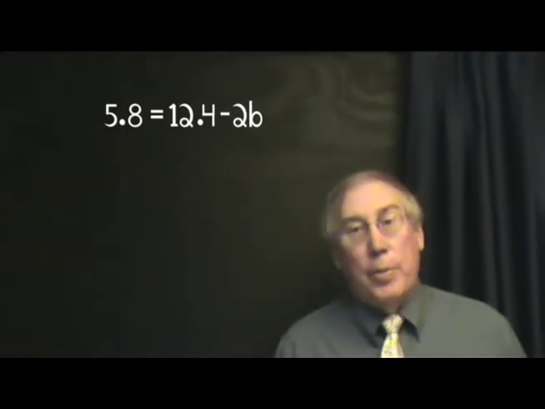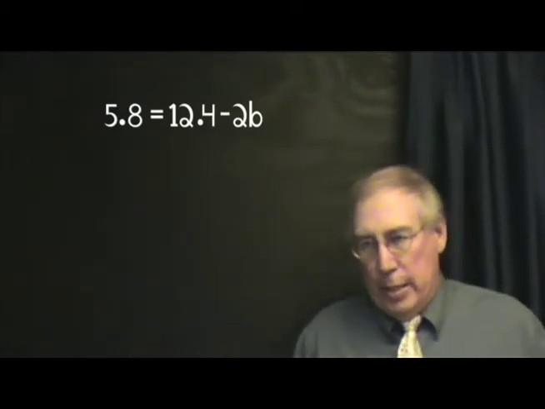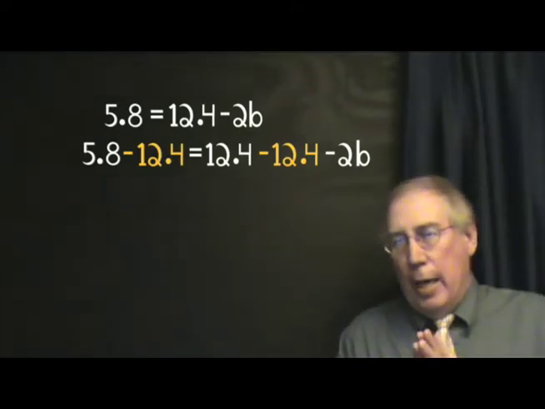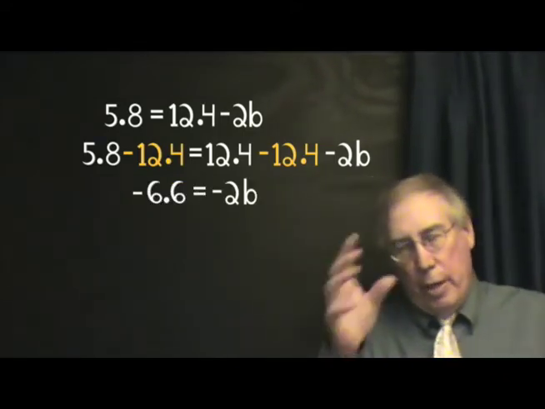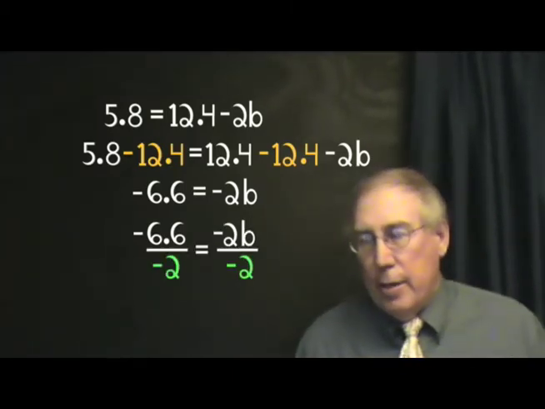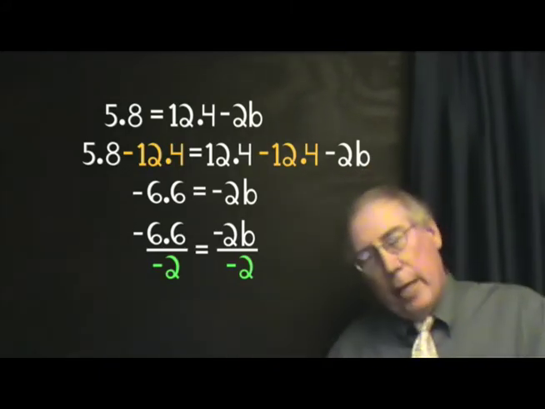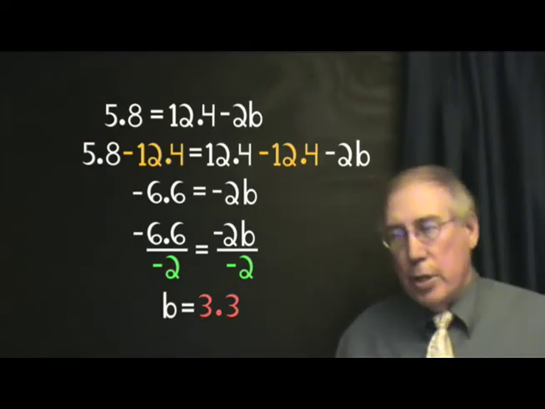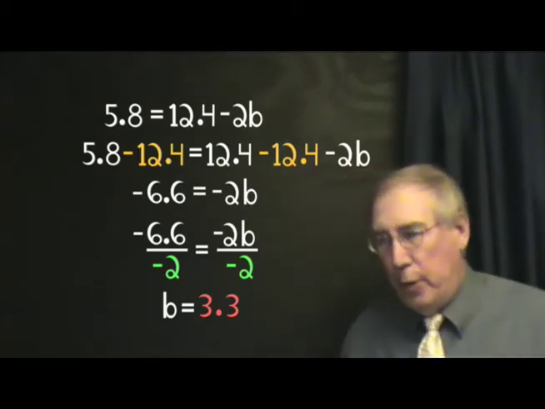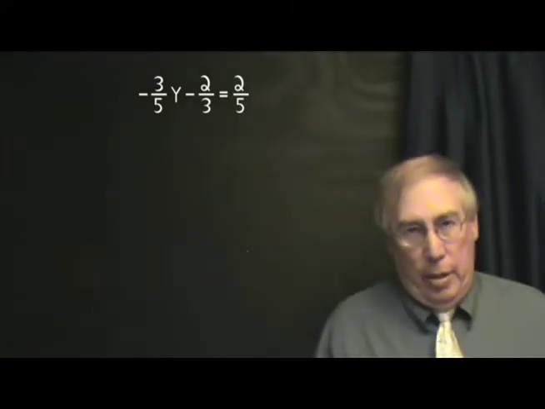This one, decimals. Let's subtract 12.4 from both sides. And so, 5.8 minus 12.4. All right, the signs are different. We can subtract them and put the sign of the larger number. And equally, we get negative 6.6 equals negative 2b. Now, divide a negative 2 into both sides. And we have a negative into a negative, so we'll get a positive 3.3 for our solution.